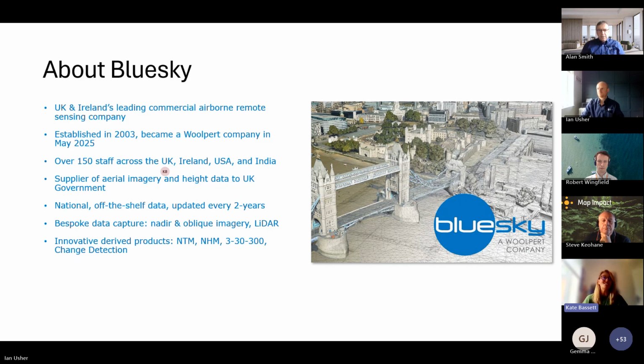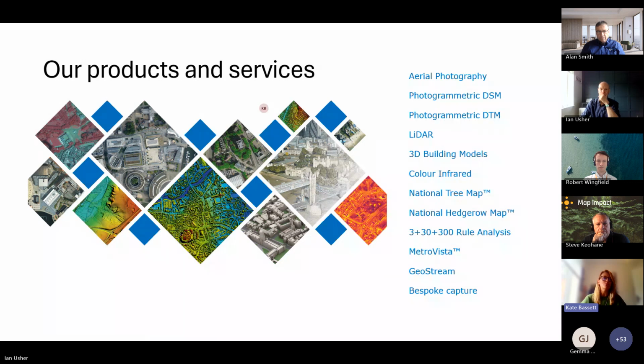It's a great strategic fit as Blue Sky brings deep UK and Ireland expertise, while Woolpert offers global reach and technical leadership. We work across many sectors, from government to utilities to insurers, providing aerial photography, LiDAR, oblique imagery and more to enable their business to link location-based information directly to business critical decision making. This slide is just having a look at the products and services we offer. I won't have time to go through all of them today, but today I'd like to focus on our aerial photography, our photometric height data and our vegetation data sets.